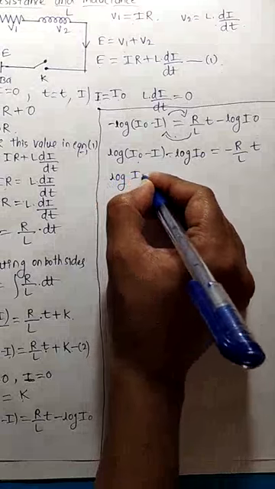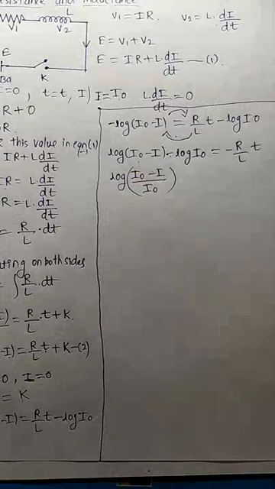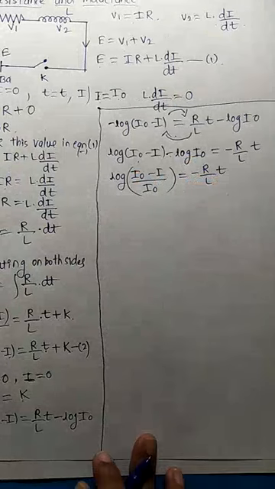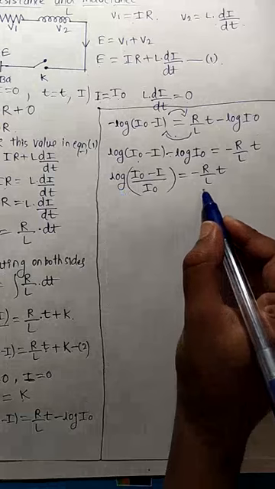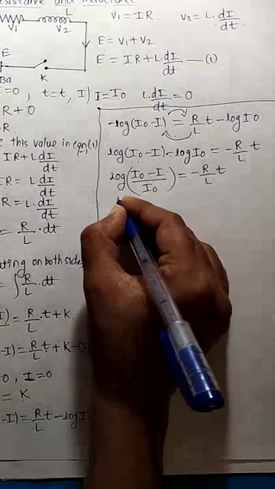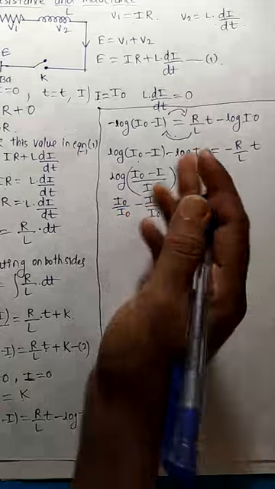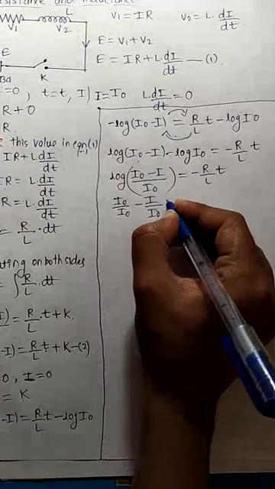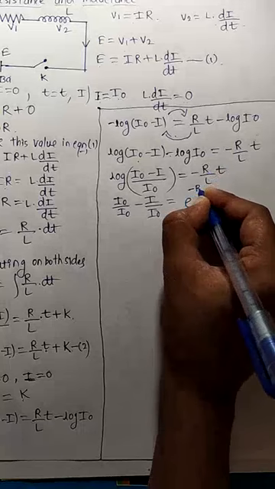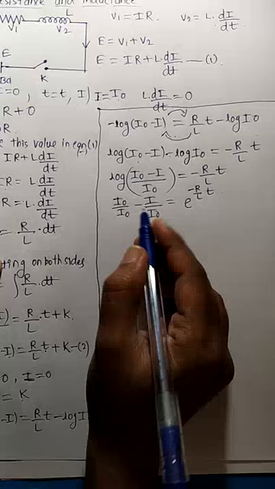We are getting log of (I naught minus I) whole divided by I naught, like log U divided by V, which is equal to minus R by L into T. Now when we take the log across, it becomes e raised to. So this value becomes I naught minus I divided by I naught, isn't it? I made them separate. So this is equal to e raised to minus R by L into T, the value we got. Now solving this, I naught minus I becomes what?